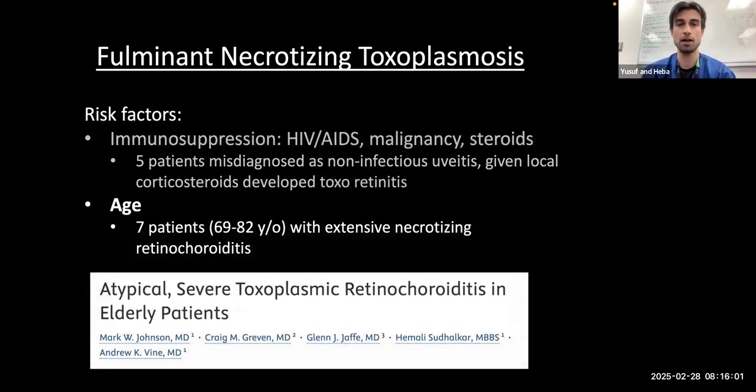And then, of course, age. This phenotype of toxo is almost exclusively reported in elderly individuals, as in our case. And if you think about it, age is also a relative immunosuppressed state. So this does make sense to a certain degree.